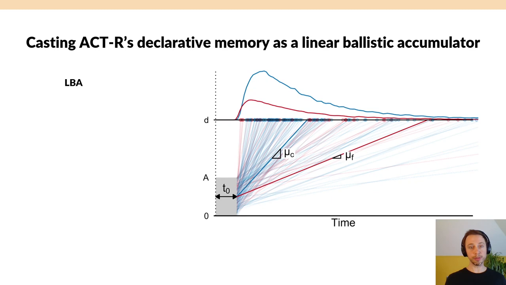Here you can see a visualization of this process over a set of multiple trials with two memory chunks, blue and red, each with their own accumulator. There is trial-to-trial variability in the starting point and the drift rate, but on average, the expected finishing time of an accumulator is simply the vertical distance between the starting point and the boundary divided by the drift rate. And there's an additional term, T0, that captures the time needed to encode the cue and then to execute the button press.